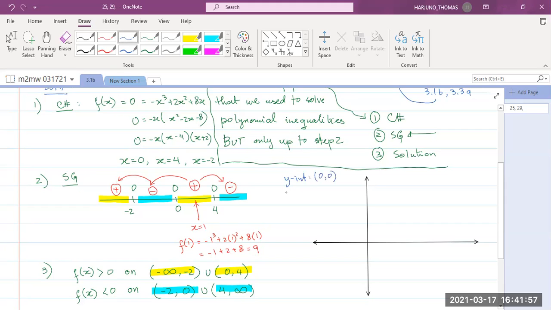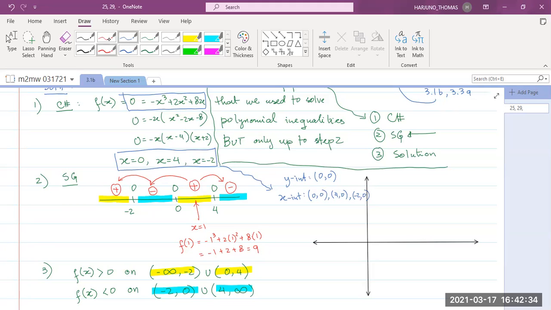Now, how about the x-intercept? The x-intercept has something to do with the critical numbers we have above, because we were actually solving for y equals 0, right? When y equals 0, what's the x? So we get the zeros of that polynomial. Then the x-intercepts will be (0, 0), (4, 0), (-2, 0). Is it okay?